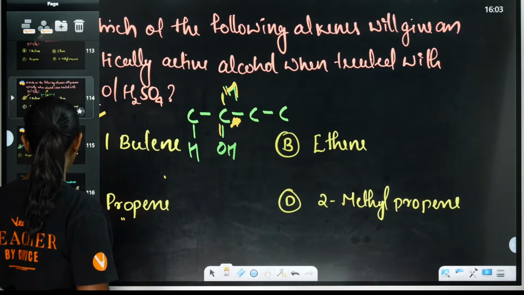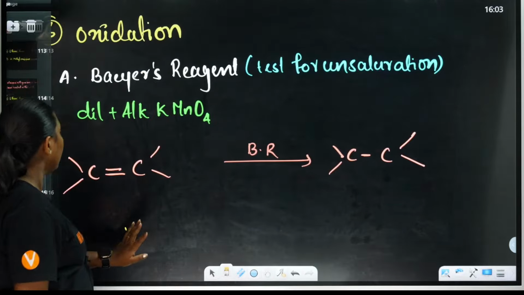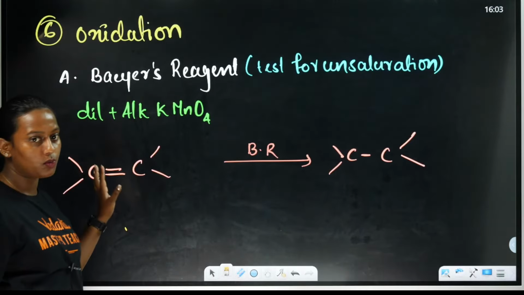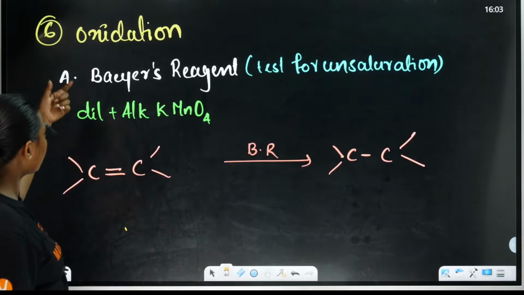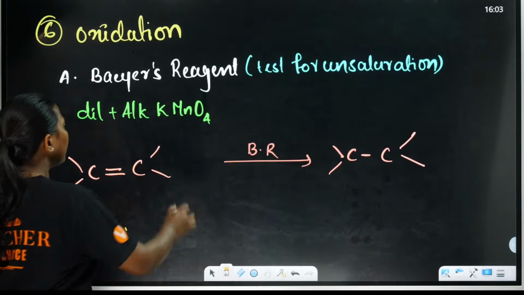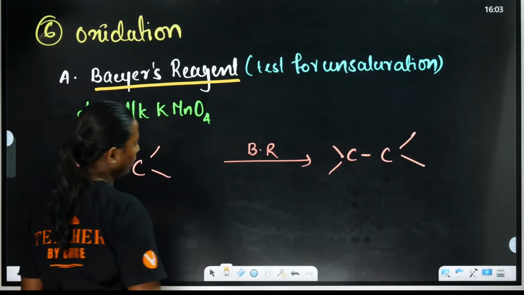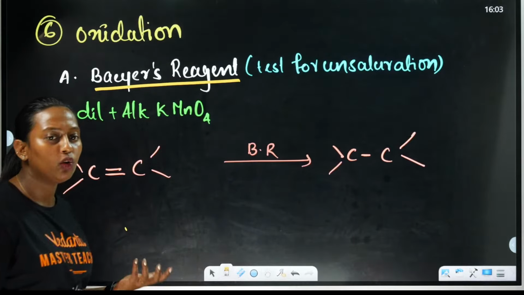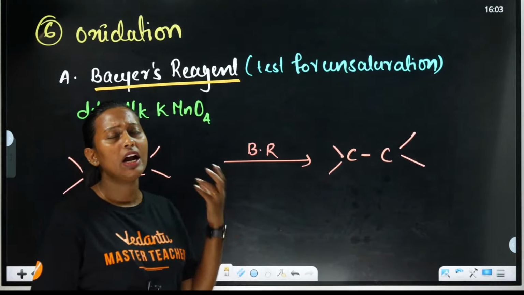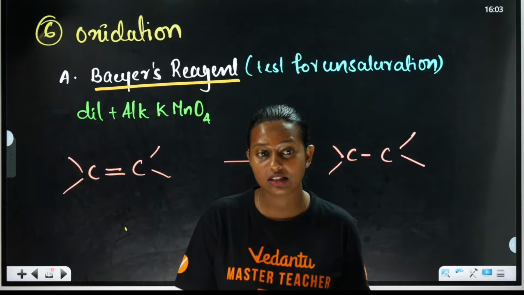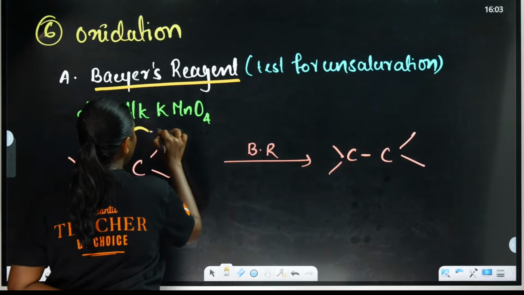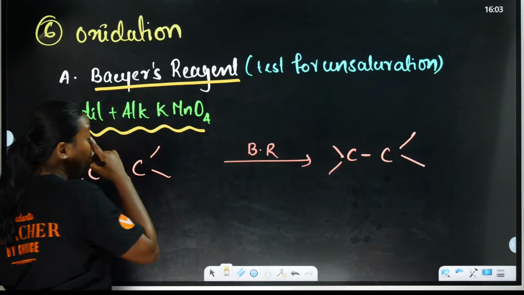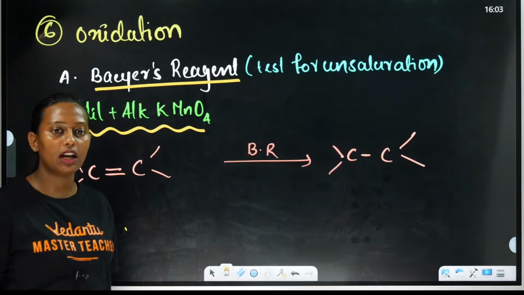Then we are moving to the last one. That is the last property of these alkenes: oxidation. Oxidation means we are using Baeyer's reagent. We know that Baeyer's reagent is used for the test for unsaturation, and here we will use dilute alcoholic KMnO4.